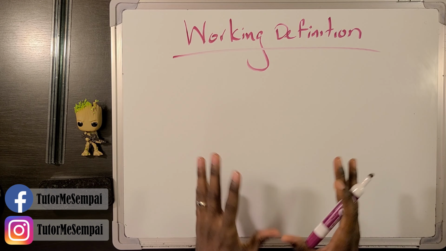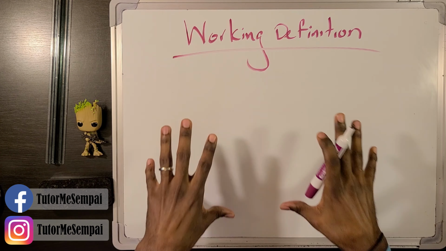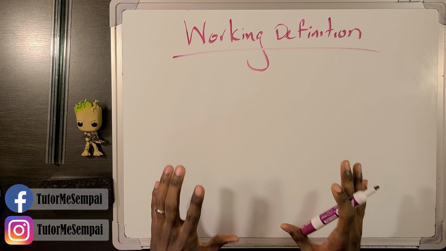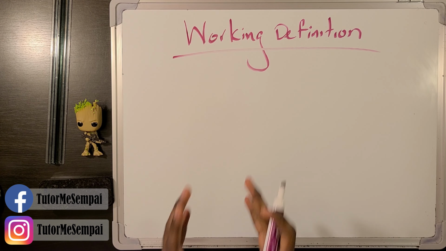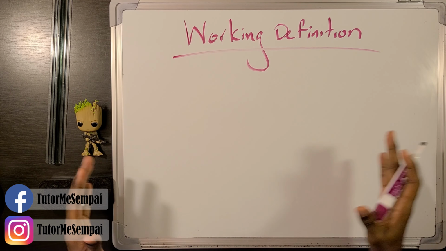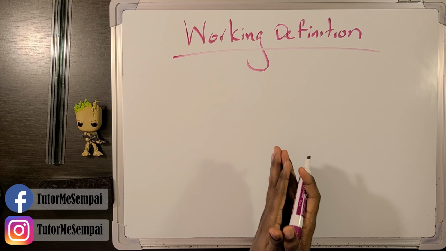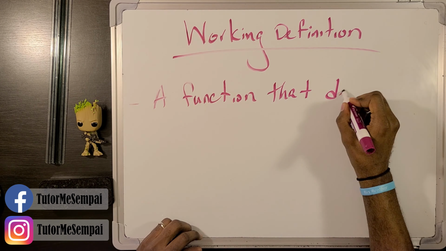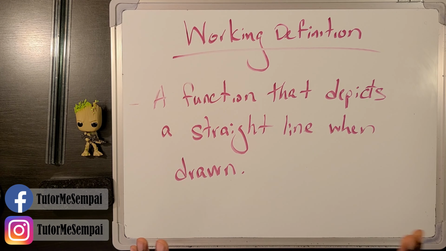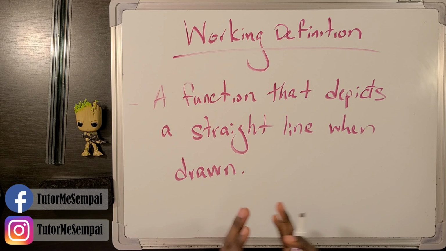In order to erase any of that potential confusion, let's make sure we're on the same page, and we're going to define what we're going to consider linear functions for this video. So for this video, a linear function is going to be any function that depicts a straight line when drawn. So if you draw a function, if it is a straight line, that is what we're considering a linear function. Remember, it has to be a function.